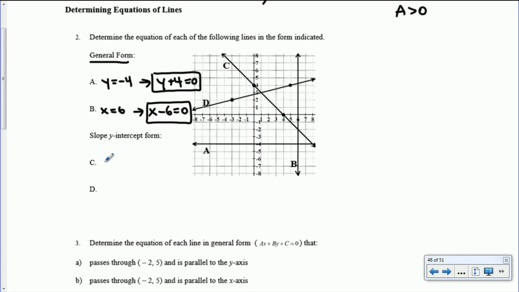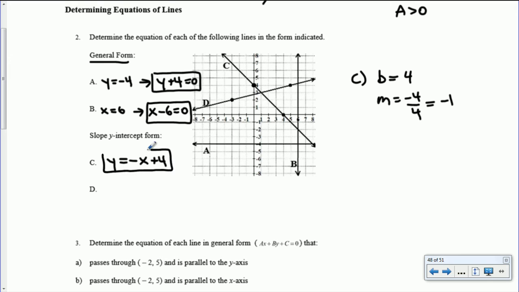Okay, on to C. So we've got slope y-intercept form. That works for me. We have the y-intercept. That's 4. The slope, however, so we've got 1, 2, 3, 4, and 1, 2, 3, 4. So slope is rise over run, so negative 4 over 4, which reduces to just negative 1. So negative x plus 4 is equation C in slope y-intercept form.